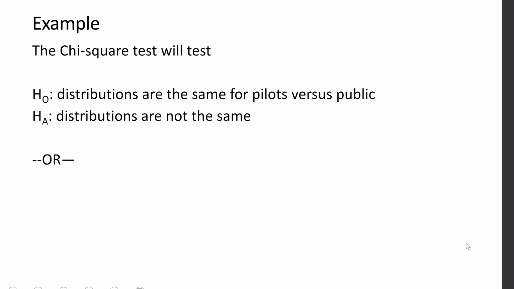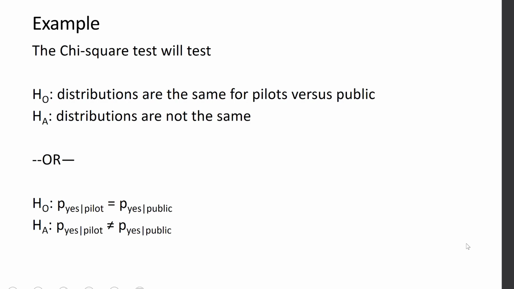Or, since we only have a yes or a no variable, a variable with only two categories, we can write this simply as the null hypothesis that the probability of saying yes given that you're a pilot equals the probability of saying yes given that you're a general member of the public versus the alternative that those probabilities are not equal. Now, how are those two null hypotheses the same? How is the probability of saying yes given that you're a pilot equaling the probability of yes given that you're public equivalent to the null hypothesis that the distributions are the same for pilots versus public?